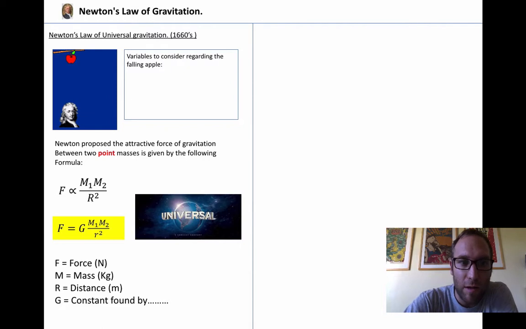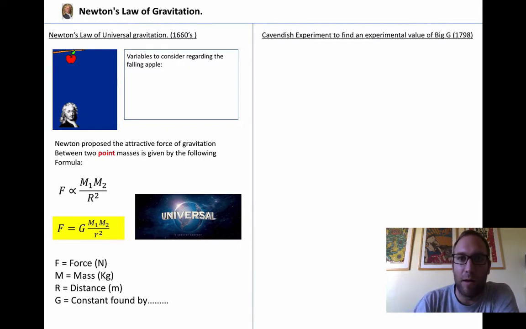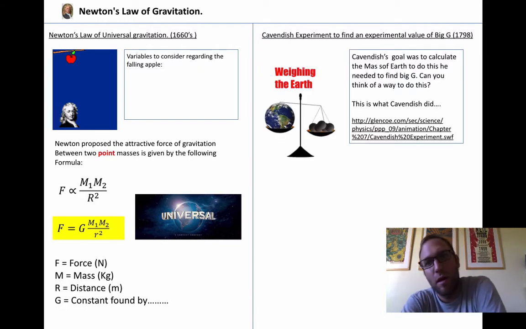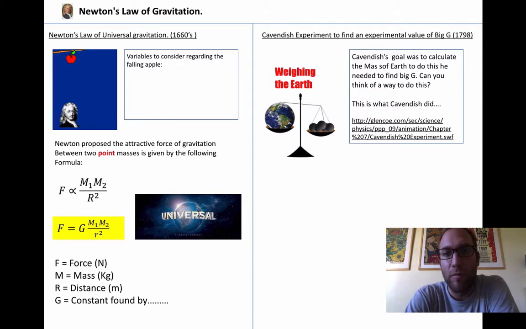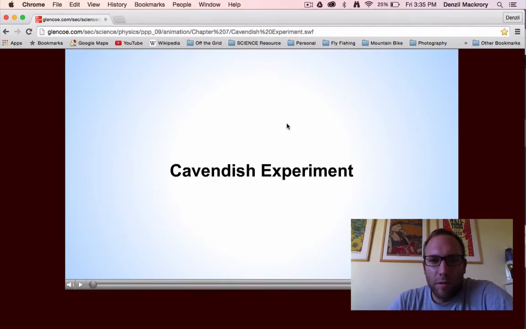The equation in yellow there has a constant G, which was later found by Cavendish, who conducted his famous Cavendish experiment and actually calculated the value of G. And this is what he did. So this is Cavendish's experiment, and it's what he did to find the actual value of big G. And I think if Stephen Hawking were a woman, this is what she would sound like.